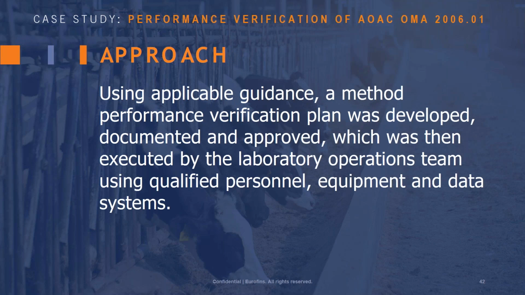FDA guidance for industry number 135 defines the requirements for the validation of analytical procedures for type C medicated feeds. Type C feeds are complete diets for animals that are intended for continuous feeding, but they contain a single or a combination of veterinary drugs at therapeutic concentration that's been approved by the FDA for a specific use. Because the FDA has approved this drug for multiple uses for multiple species, it was necessary for the laboratory to verify the method performance in several different matrices.